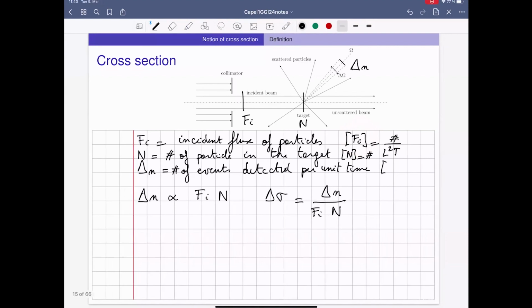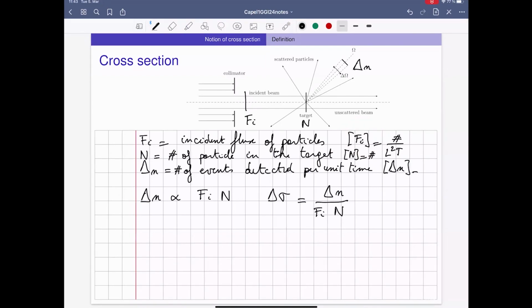The dimension of delta n is just a number per unit time. And so therefore the dimension of delta sigma is a number per unit time divided by a number, so that doesn't matter, divided by L squared and divided by time. So that dimension is a surface, sorry, it's a length squared. And the unit we use for that is the barn. And one barn is 10 to the minus 24 square centimeters.